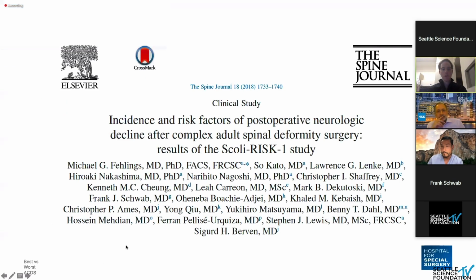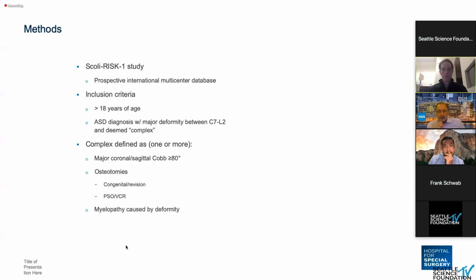There you go. So I'll be doing the incidence and risk factors of postoperative neurologic decline after complex adult spinal deformity. This is based on the Scully risk study. It is a prospective international multi-center database, a collaboration between SRS and also AO Spine, and they've combined both their data.